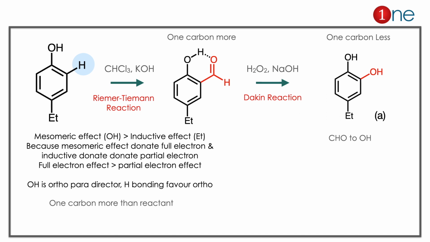Here the concepts you have to learn are the Reimer-Tiemann reaction, always ortho position is favored. Next thing is hydrogen peroxide in NaOH. It is the Dakin reagent. It converts CHO into OH.